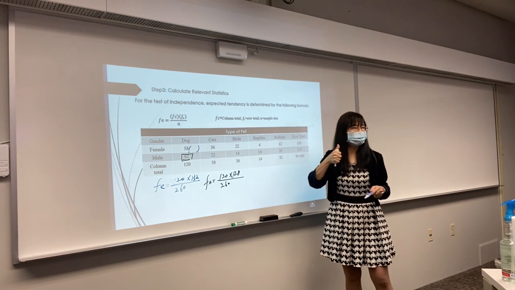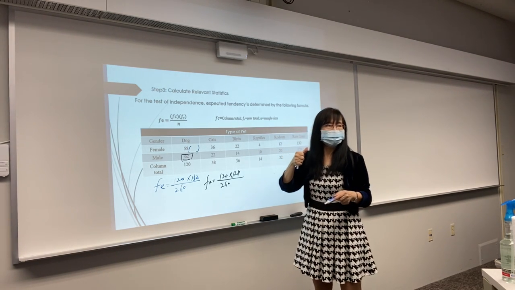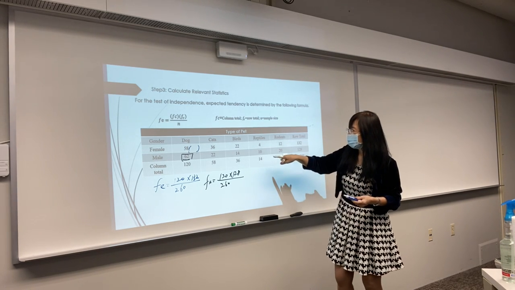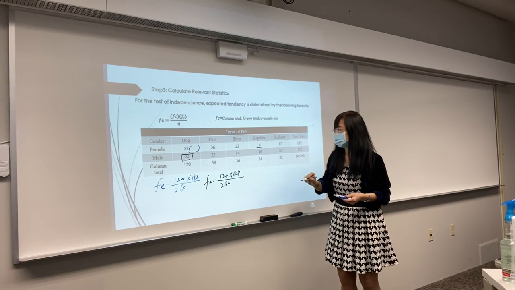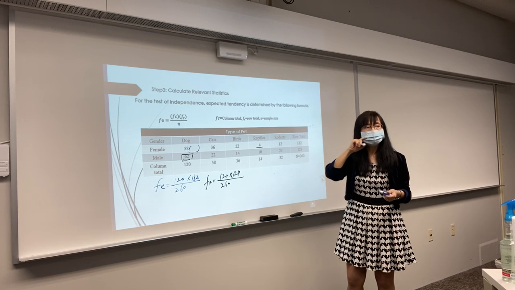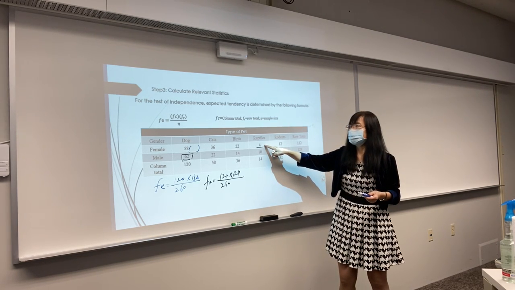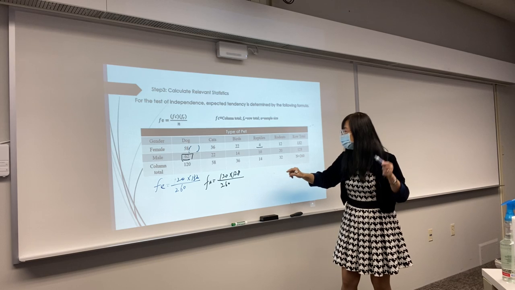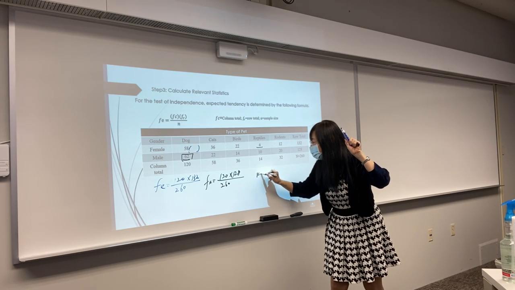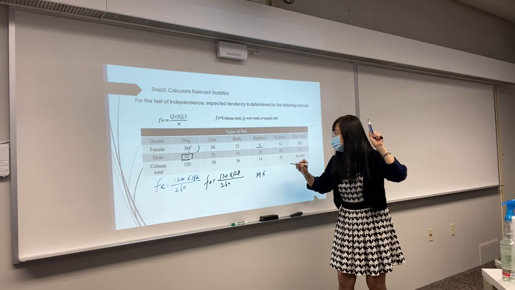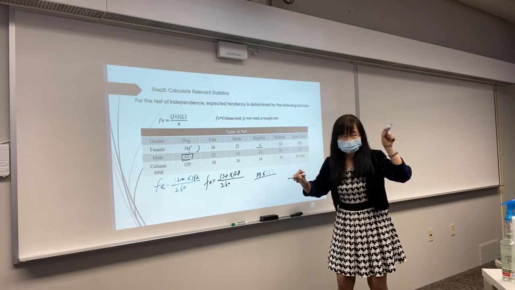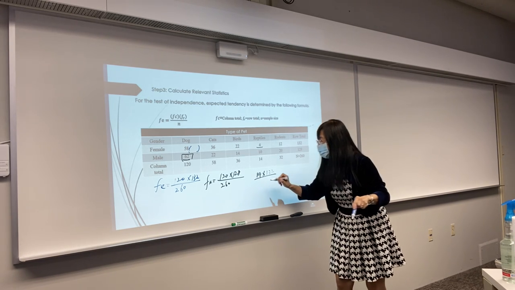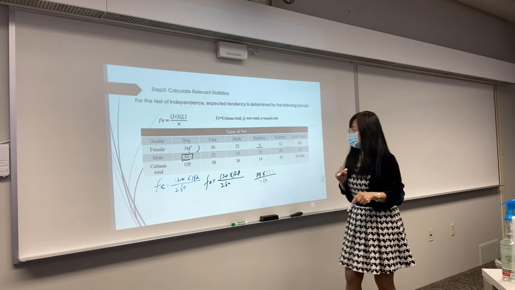Okay, who else wants to try? Cousin, can I have you try? How do I get FE for this one? Column total times row total. So what? 14 times? Yes. 262. Sorry. Divided by 260. Yes. Very good. Good job.